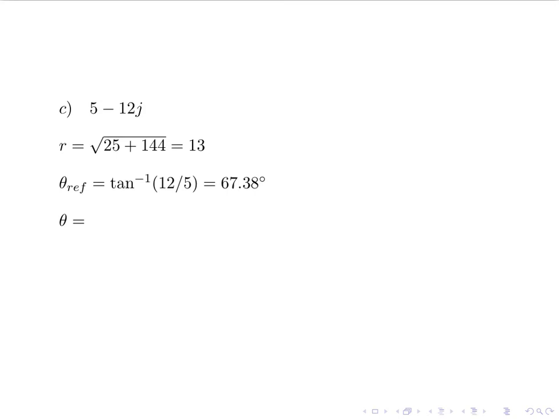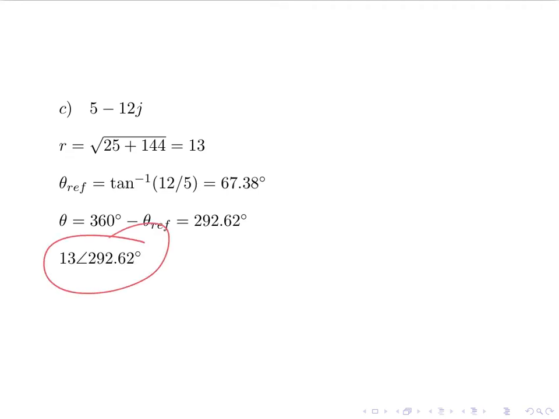For my angle, I need to look at what quadrant this is in. My real part is positive and my imaginary part is negative, so that is going to be in quadrant 4. The formula for quadrant 4 angles is 360 degrees minus the reference angle. So my angle is 292.62 degrees. I put it together, and here's my final answer in polar form.